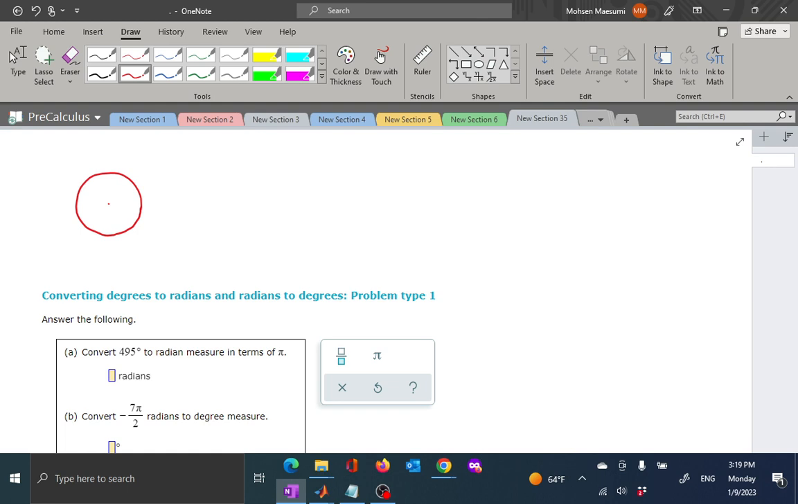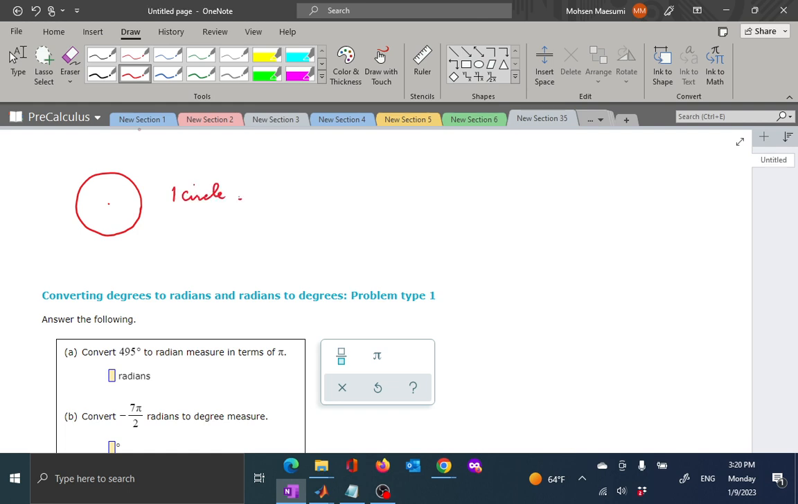So round, circle, rotation, any terminology like that. If you're in car racing, they might call it a lap. So that's a primary unit of angles. So one circle.